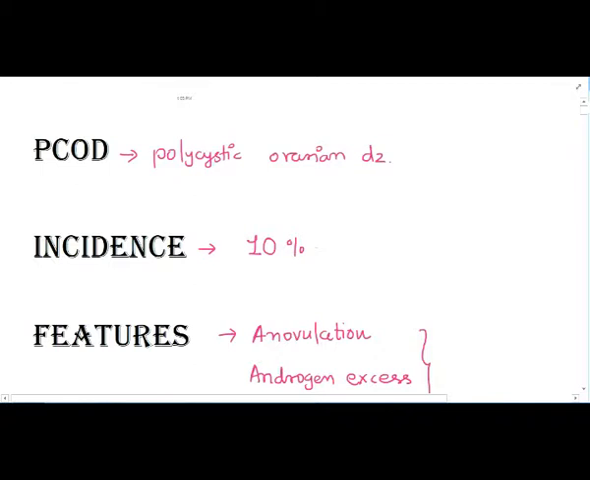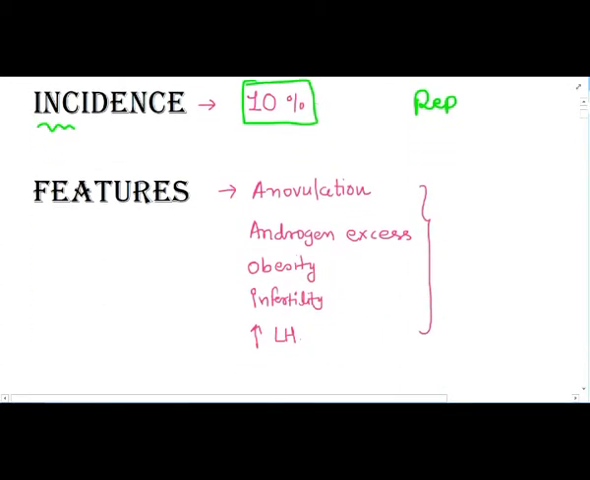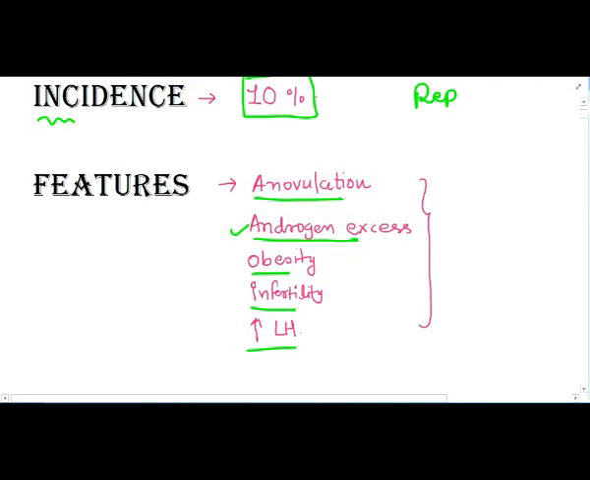Today we are going to talk about PCOD, Polycystic Ovarian Disease. The incidence of this disease is 10% among all reproductive age group ladies. Features of the disease are primarily anovulation, androgen excess, obesity, infertility, and increase in luteinizing hormone, that is LH.